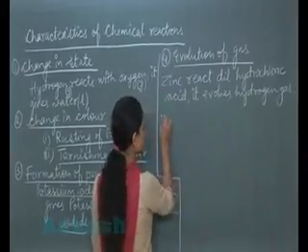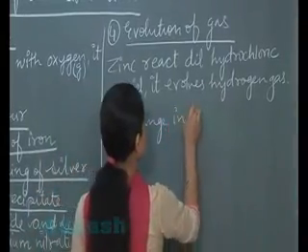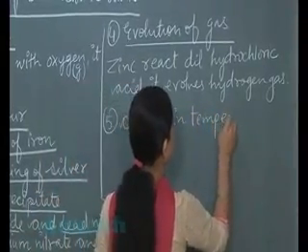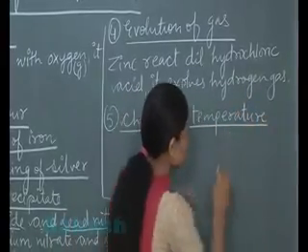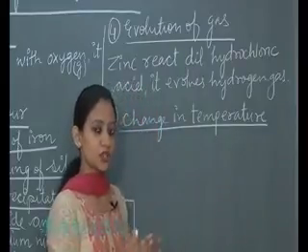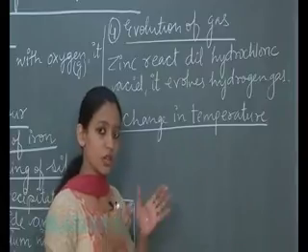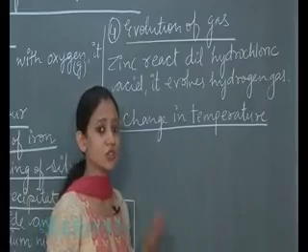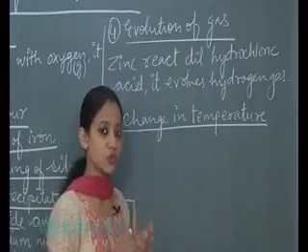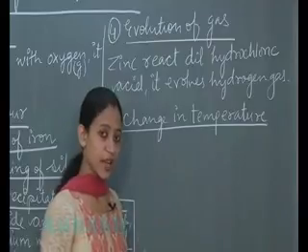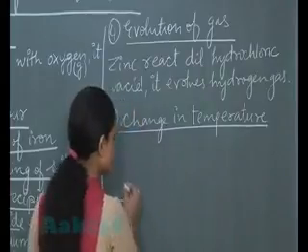Now students, the fifth observable change can be change in temperature. Students, chemical reactions are generally accompanied by changes in the temperature. Why is it so? Students, to break a bond in the reactants, energy is required. And during the formation of new bonds on the product side, energy is released. And these two energies, the energy absorbed and the energy released, are generally not equal. So there can be a rise in temperature or a fall in temperature.